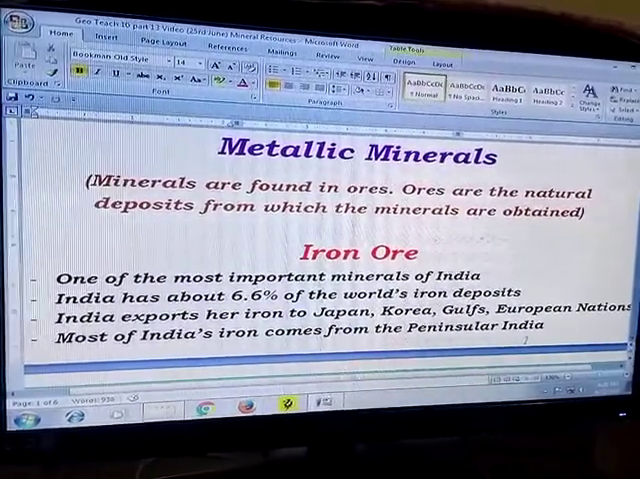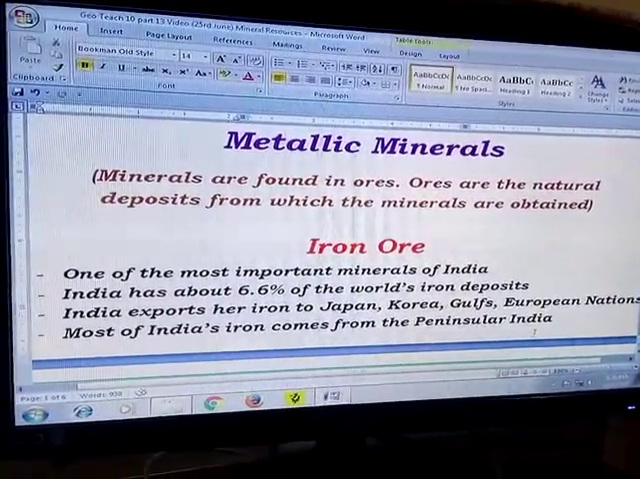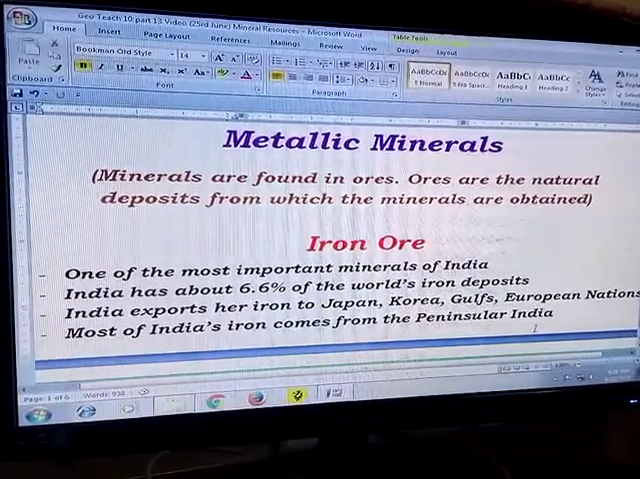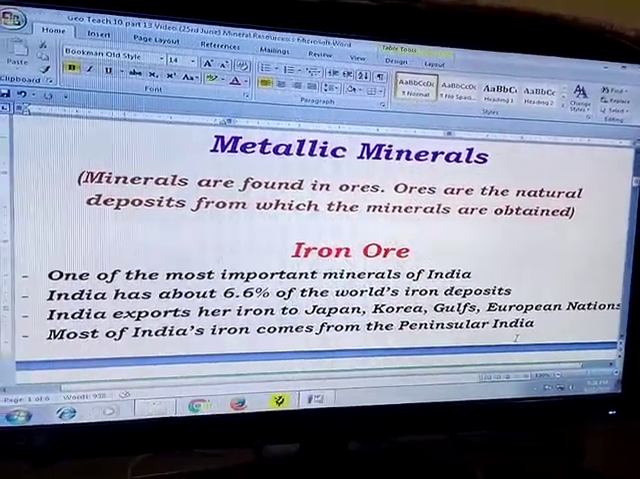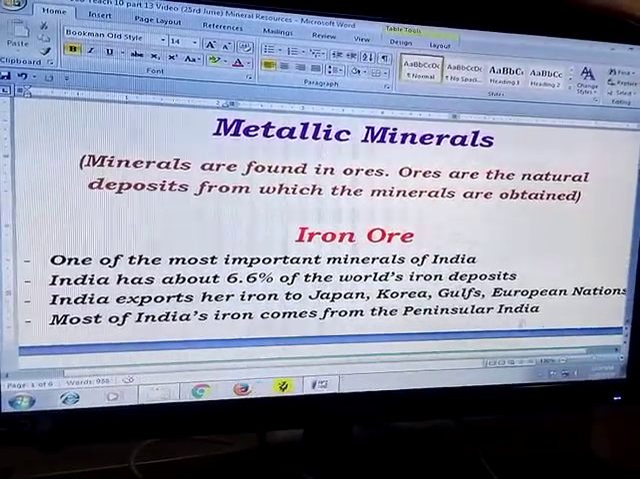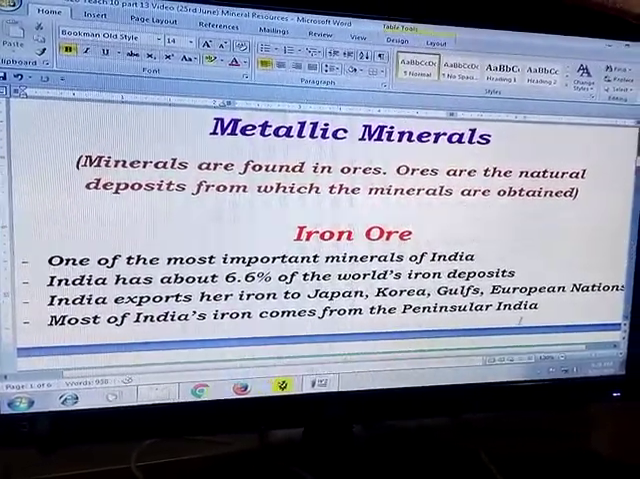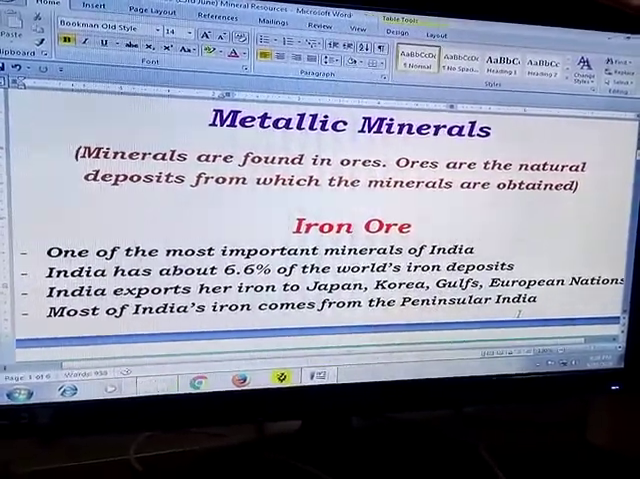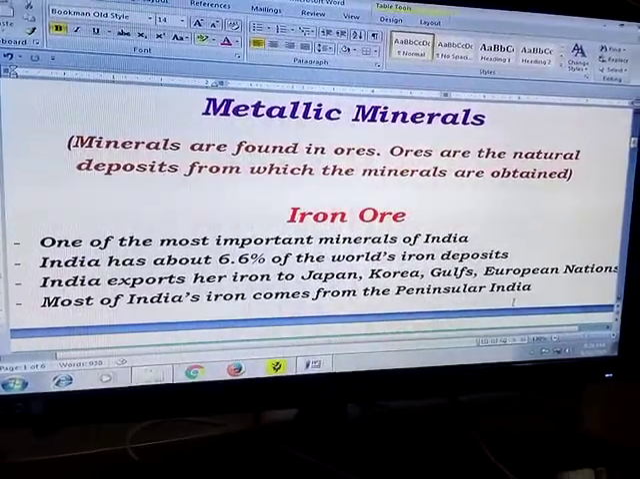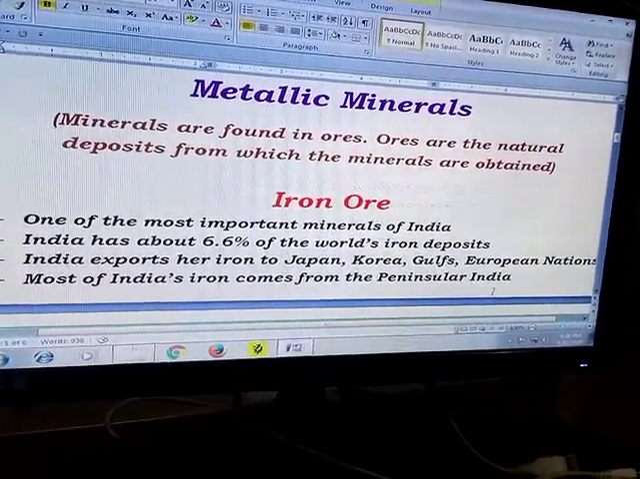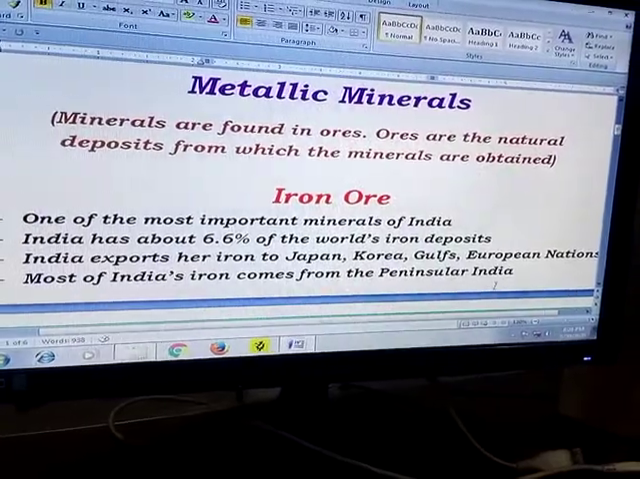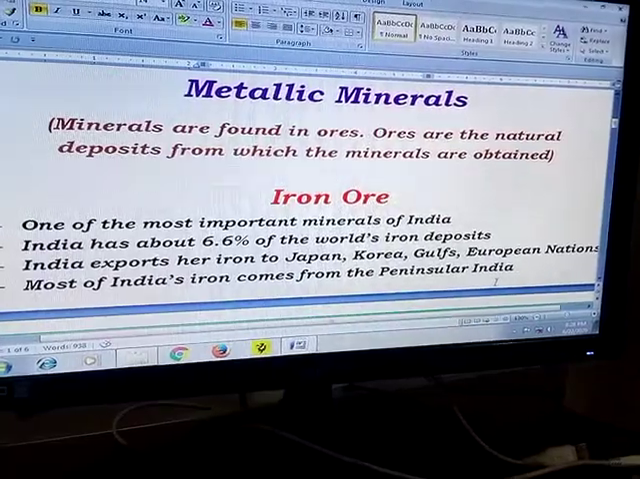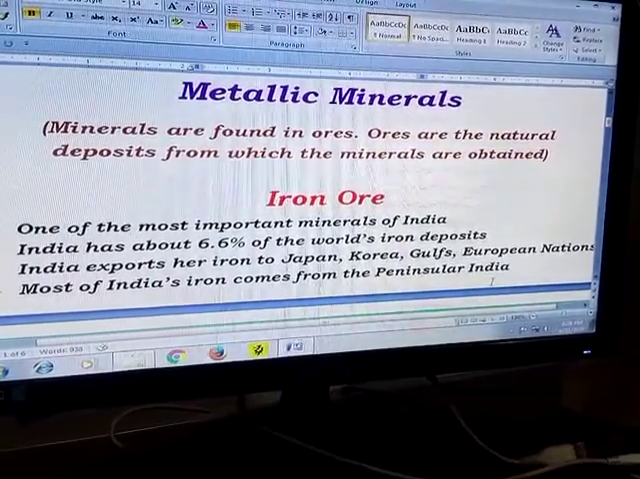According to your syllabus, we will be talking in detail about 3 to 4 particular types of metallic minerals. One of them, the king of all metallic minerals, is the iron ore. It is one of the most important minerals of India. India has about 6.6% of the entire world's iron deposits. India exports her iron to Japan, Korea, Gulf countries, and many European nations. Most of India's iron comes from peninsular India.